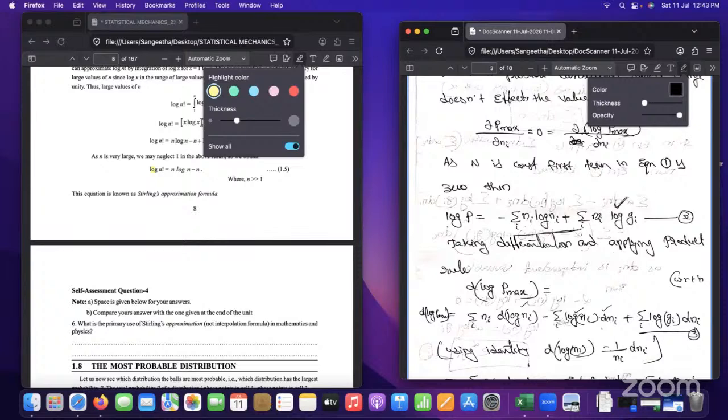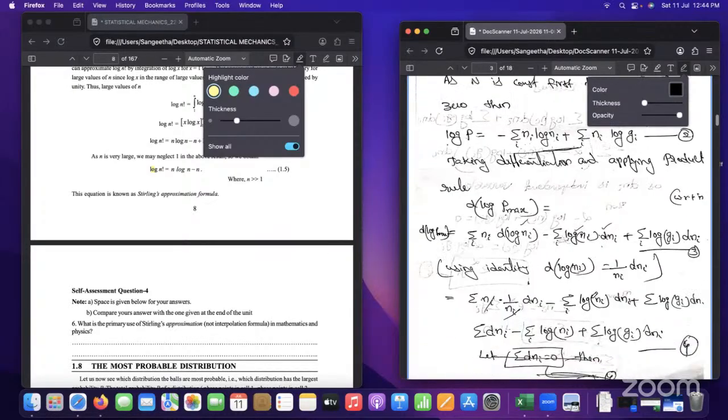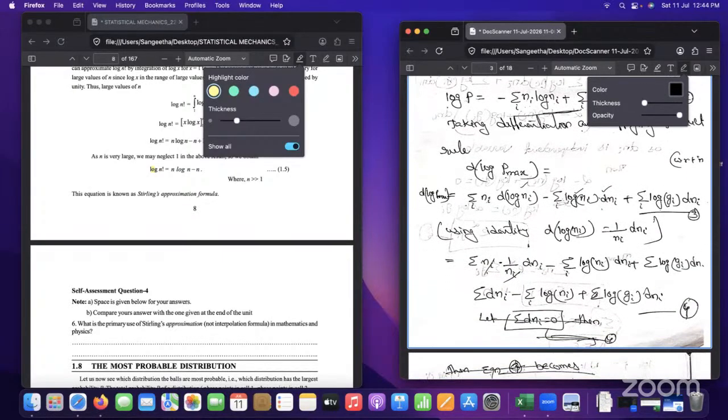Next, the third term is taken as ni log gi. We are doing differentiation with respect to ni, so we get log gi times dni. So this is the third term. Here, ni is written as it is, and the differentiation of log ni gives 1 by ni times d of ni. This ni is written as it is, and d of log ni is written as 1 by ni times d of ni. So again this ni is cancelled.